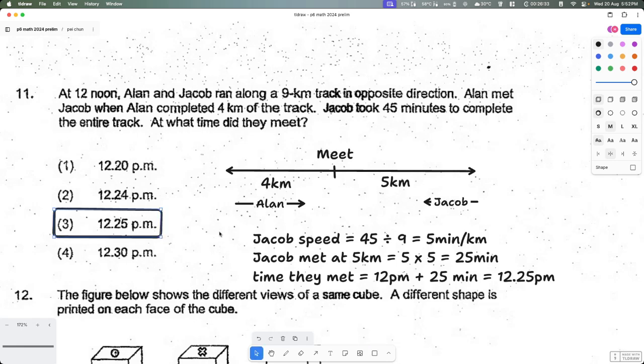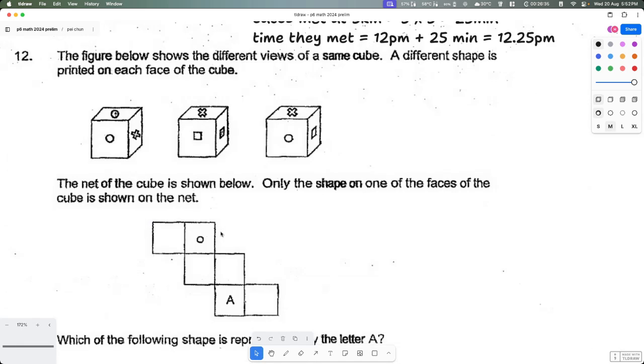Let's move on to question 12. The figure below shows the different views of the same cube. A different shape is printed on each face of the cube.